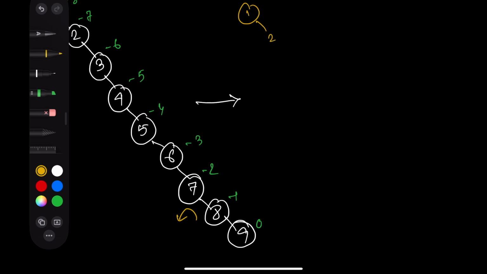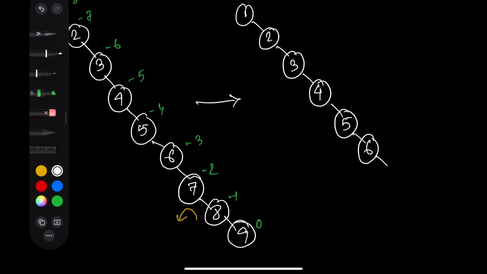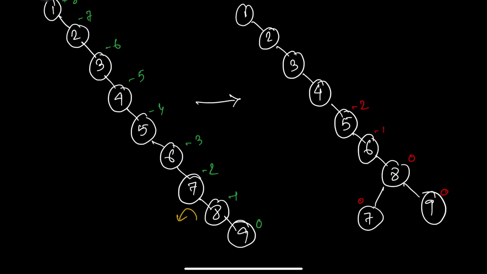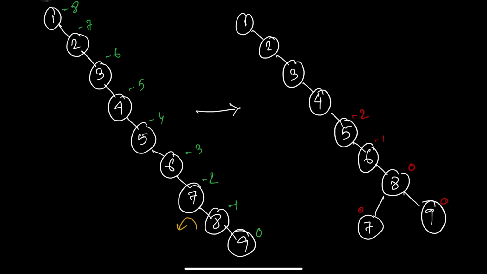1, 2, sorry, 1 2 3 4 5 6, after that 8, then 7, then 9 will be like this. So now the balance factors will be 0 0 0 -1 -2 -3 and so on. This is the way. Now I'm not going to the downstairs. I'm trying to explain here so that you could understand properly.